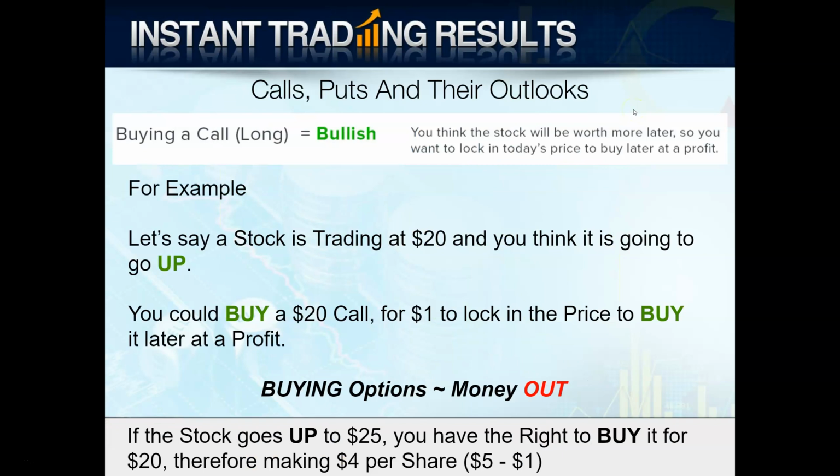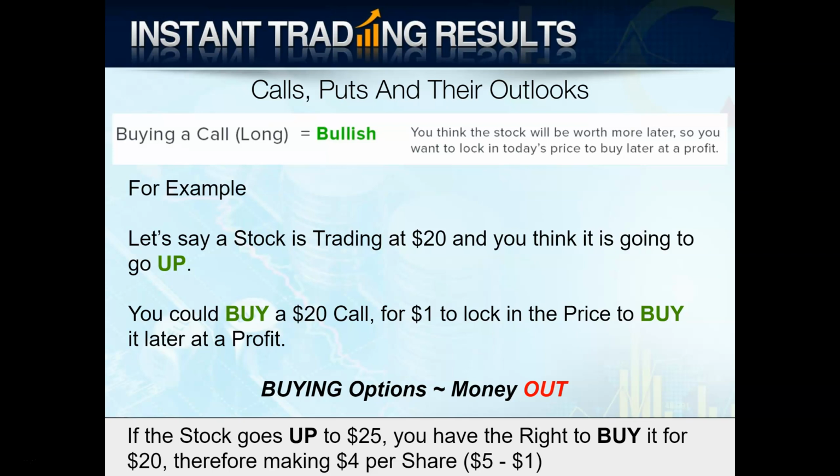Calls, puts, and their outlooks. So let's look a little bit deeper into calls and puts. Now, when you're buying a call, in other words, you're going long, you are bullish. You think the stock will be worth more later, so you want to lock in today's price to buy later at a profit. For example, let's say a stock is trading at $20 and you think it's going to go up. You could buy a $20 call for say $1 to lock in the price to buy it at a later date for a profit. So buying options, money out.